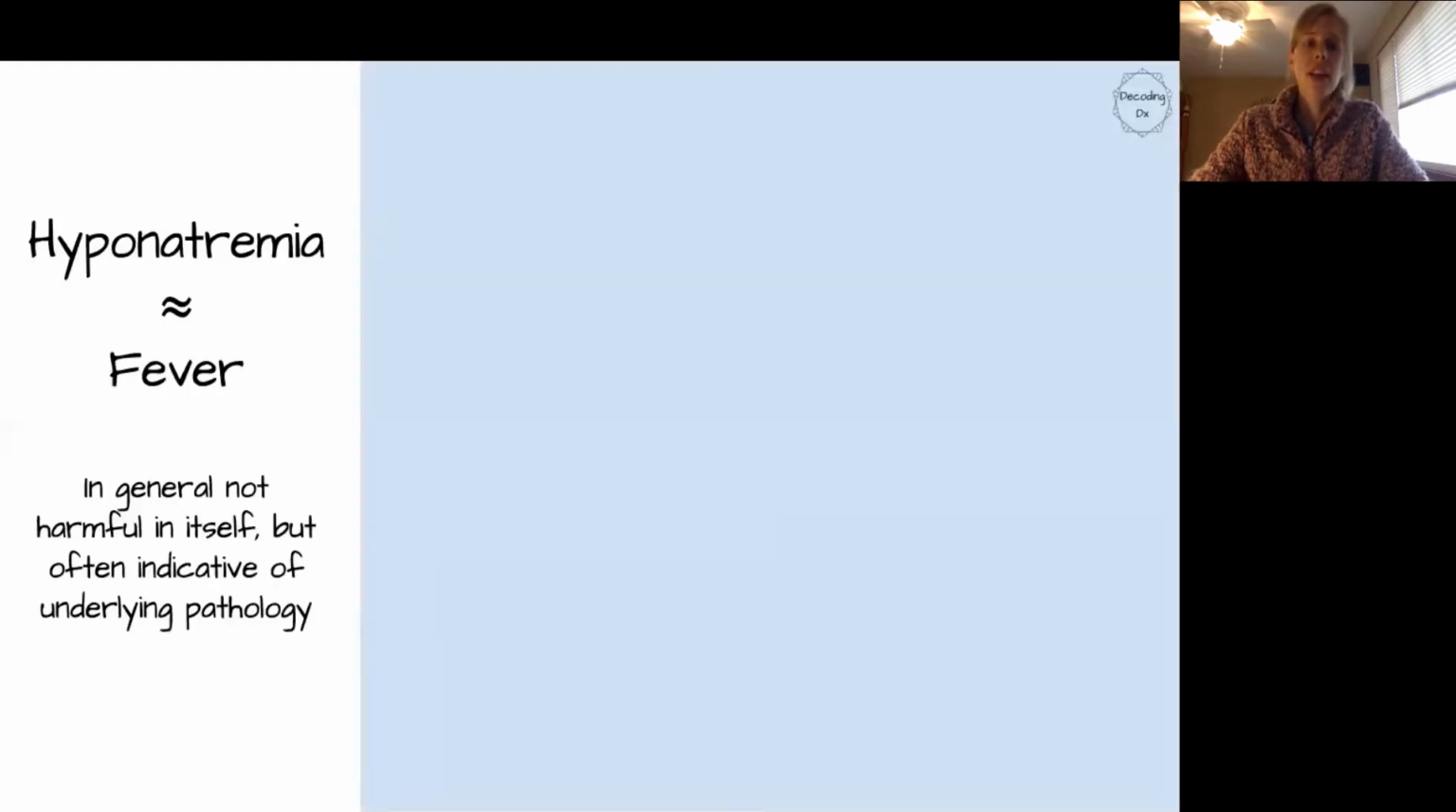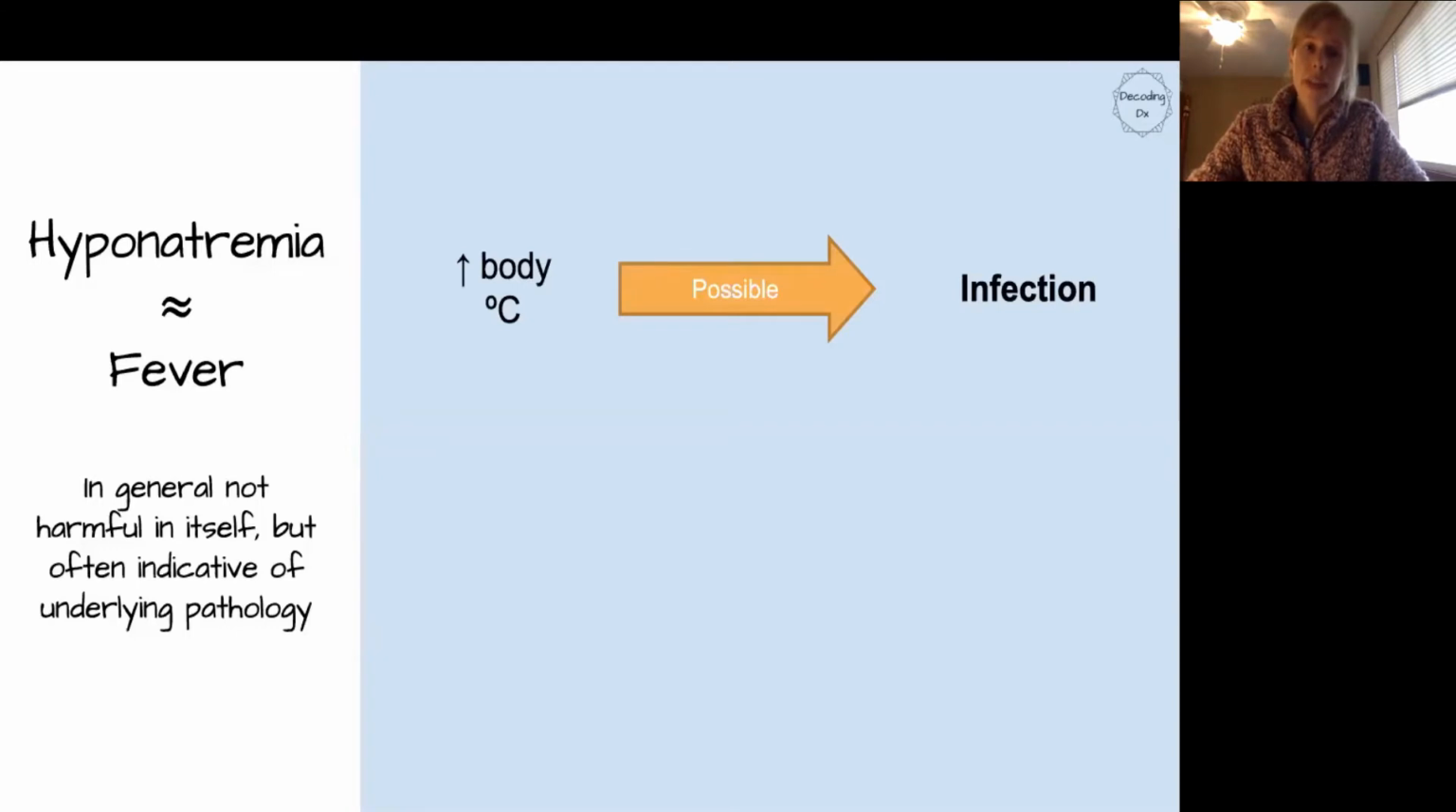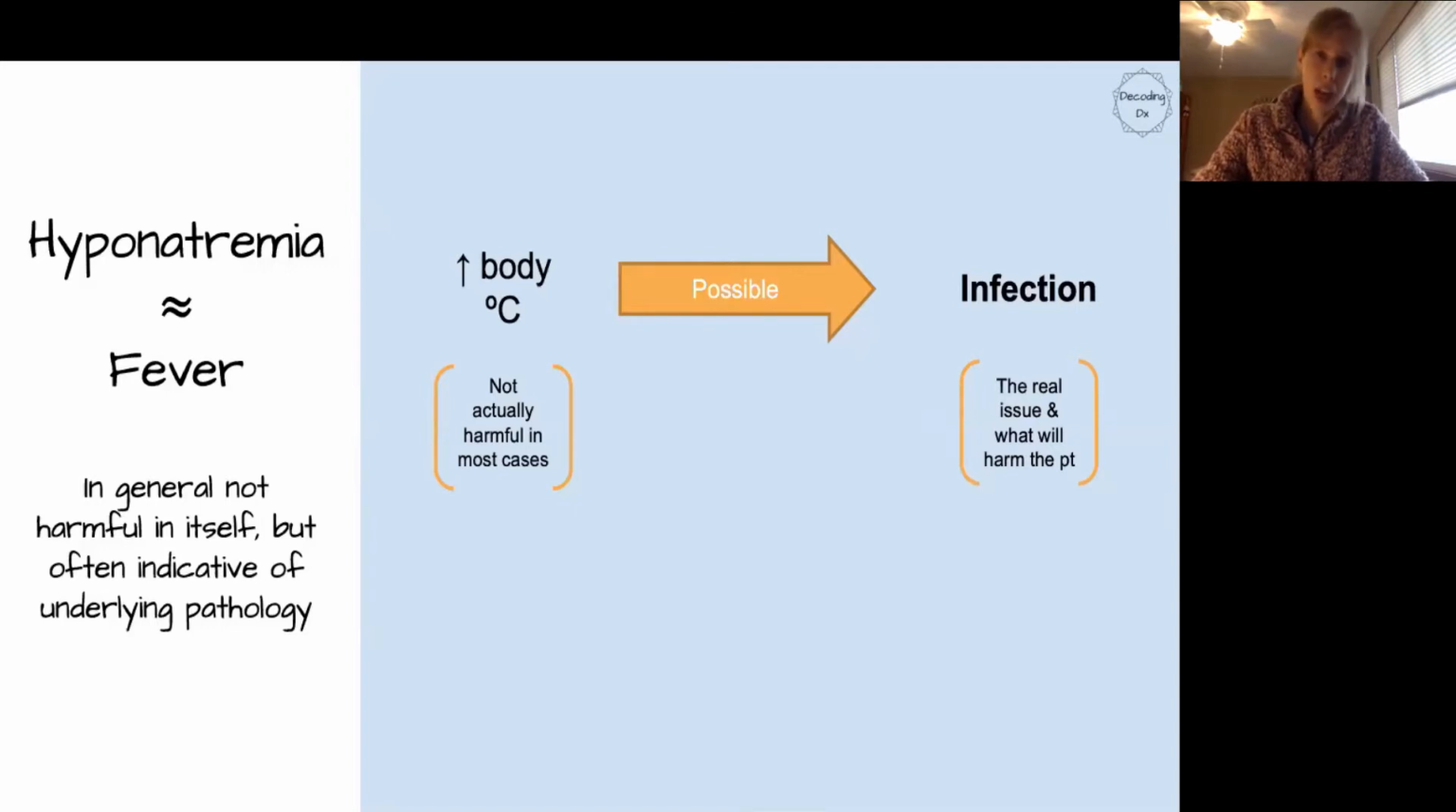To start to understand hyponatremia, you can think of it kind of like fever in the sense that, in general, in and of itself, it's not harmful in most cases, but it's often indicative of something harmful going on. In the case of a fever, elevated body temperature in and of itself is not actually harmful. There are cases like malignant hyperthermia where it is, but in most cases it's not going to hurt the patient. But it does tell us of something that can hurt the patient, like an underlying infection or other inflammatory process going on.